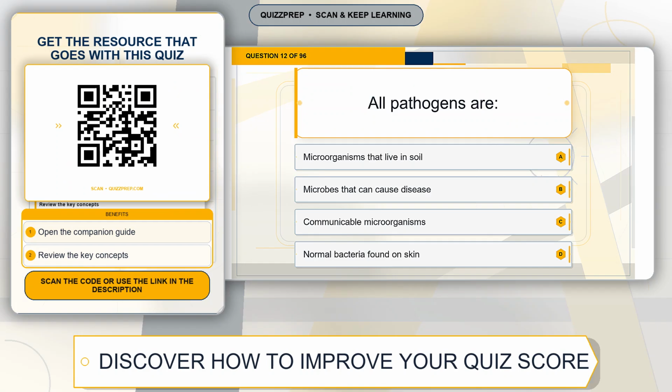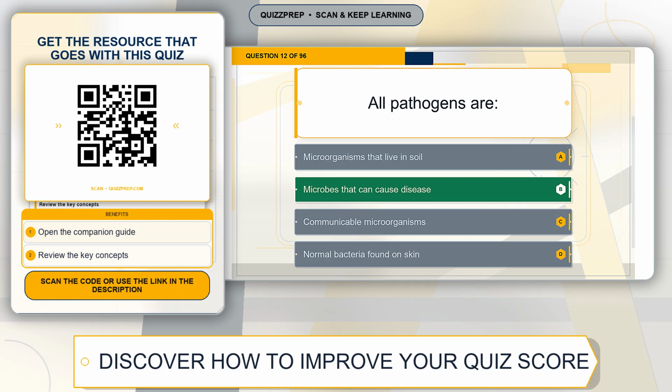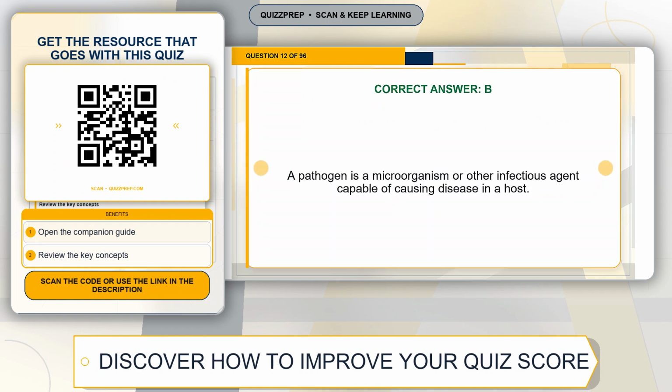Question 12. All pathogens are: Option A. Microorganisms that live in soil. Option B. Microbes that can cause disease. Option C. Communicable microorganisms. Option D. Normal bacteria found on skin. The correct answer is option B. Microbes that can cause disease. Explanation. A pathogen is a microorganism or other infectious agent capable of causing disease in a host.